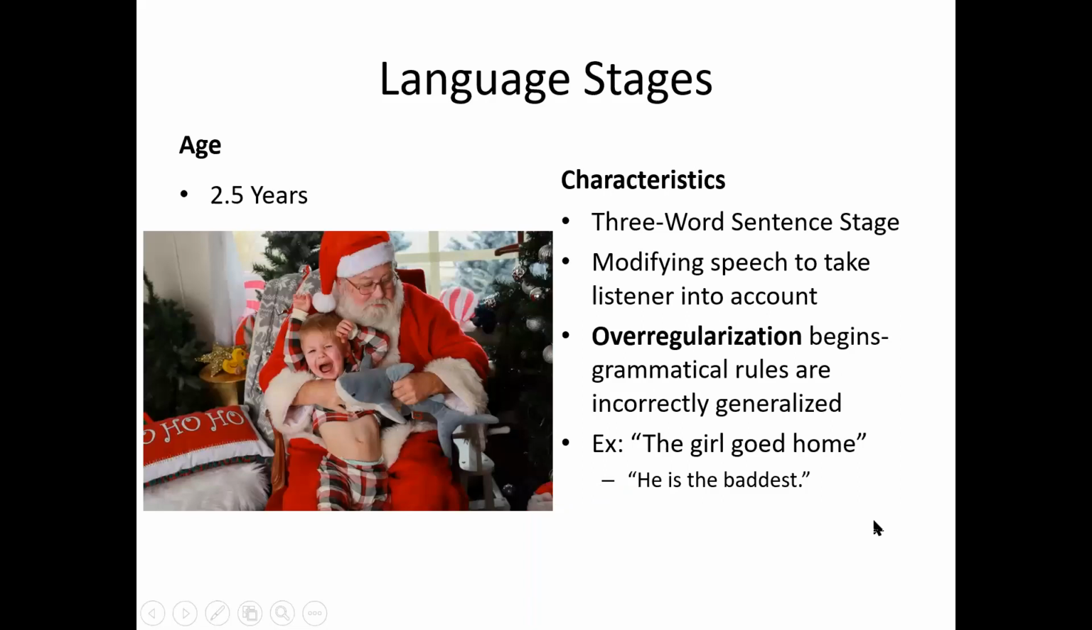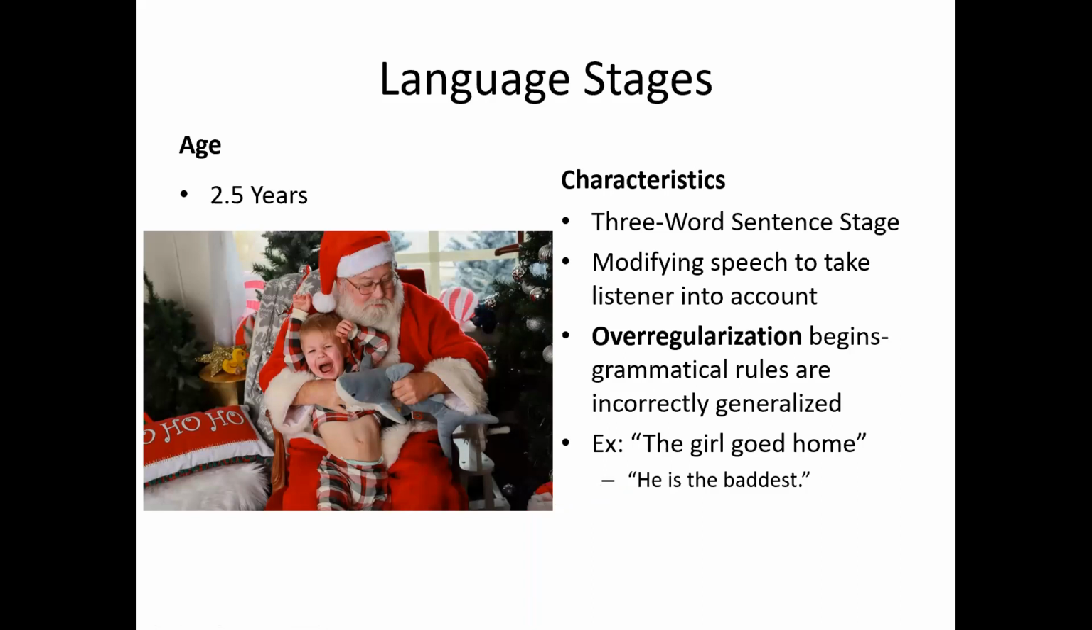And then we have the 3-word stage around the time they are 2.5, and they start modifying speech to take into account the listener, the fact that there's another person there having a conversation. And here they tend to do over-regularization of grammar. They're starting to understand grammatical rules. Okay, so like they know ed goes at the end of something.